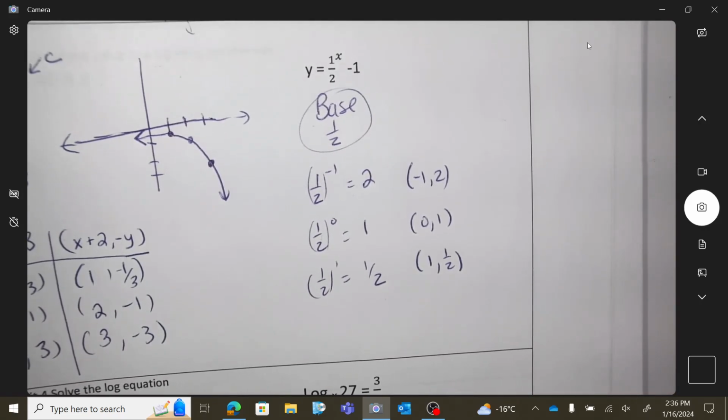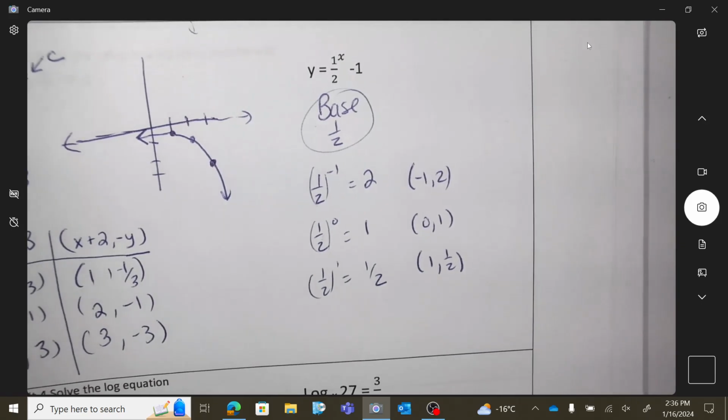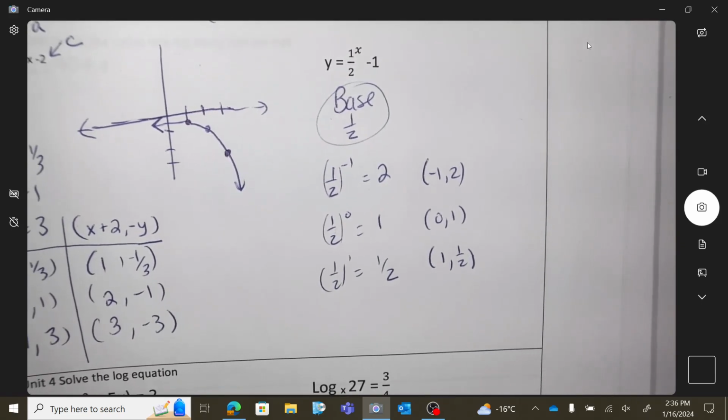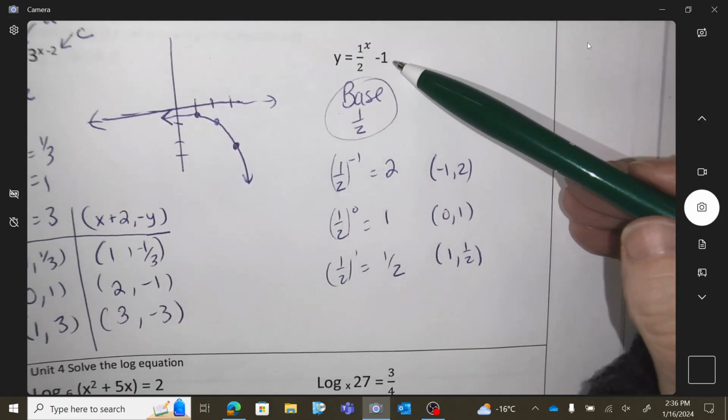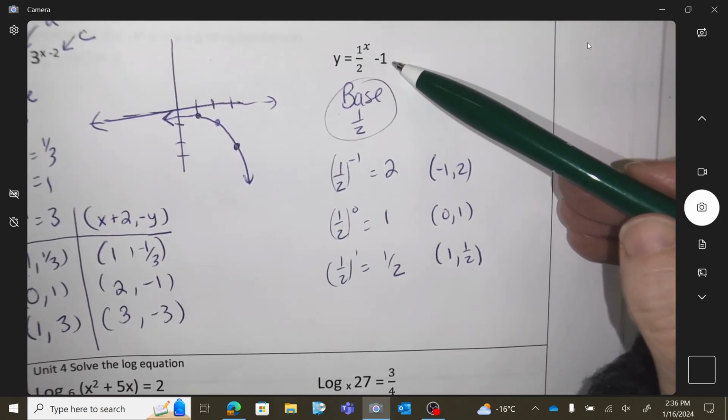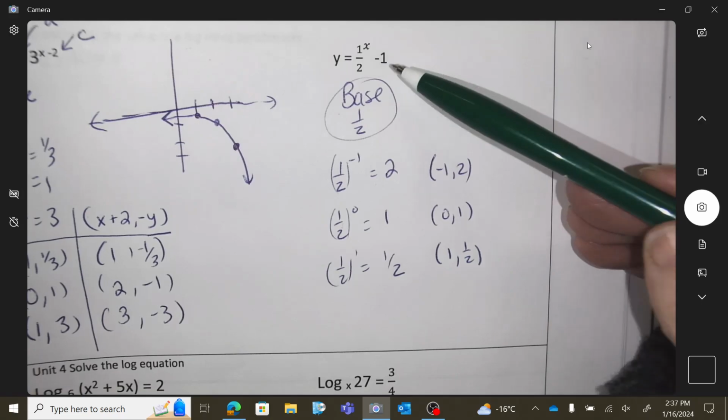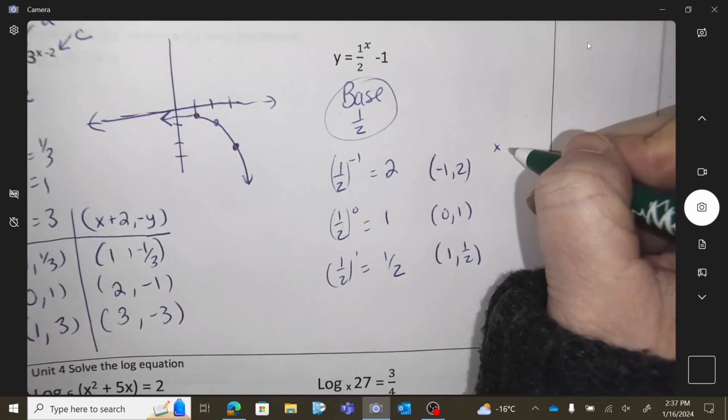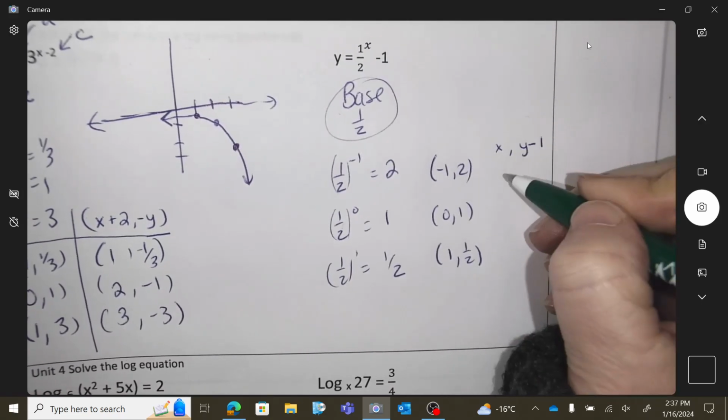Exponent, comma, results. And then this time, the only transformation I see is a D. So we're going to need to go down 1.